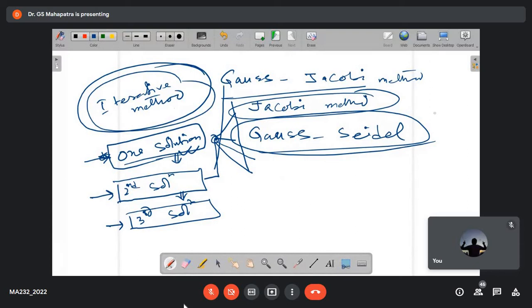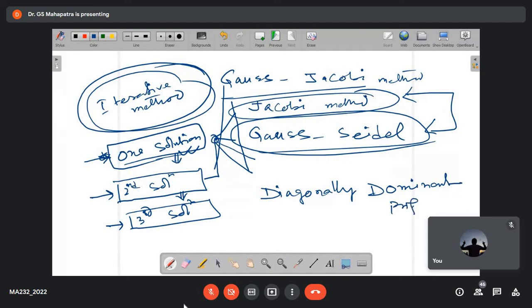Now to study these two, you should have some basic concept. That one is the dominant property. What is that dominant property? That is called the diagonally dominant property. What is that property actually?